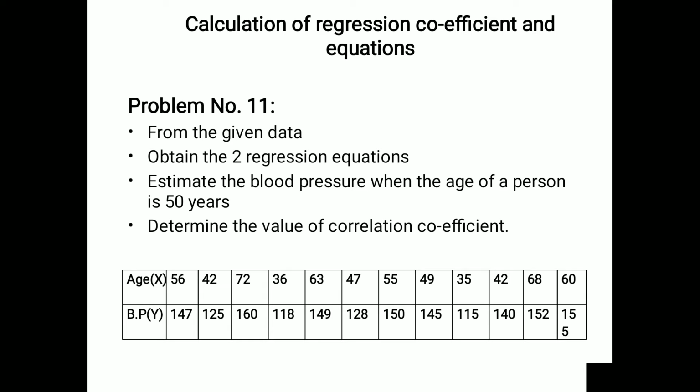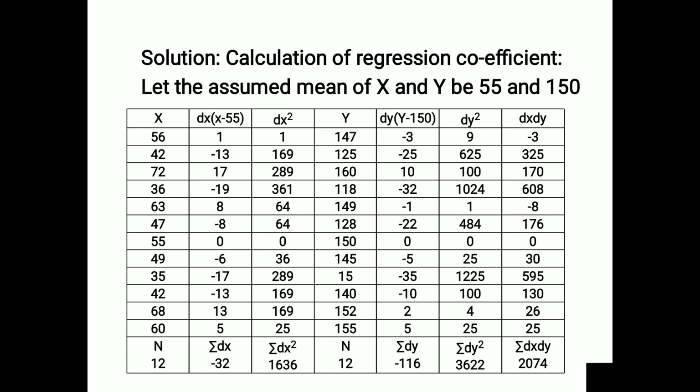Based on this table, you should calculate the required values necessary to calculate the regression equation in the formula. So let us look into the table. Here, as it is an individual series, we need dx, dx square, dy square, and dx dy. These are the required values to calculate the regression coefficient. As I already said, the count of x refers to the value of n, and n will be 12 here.